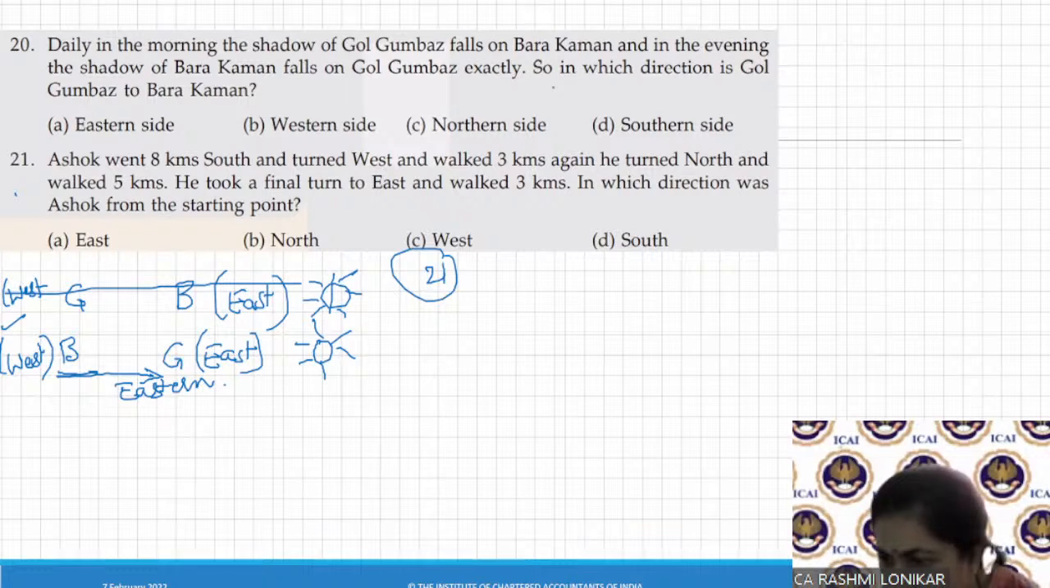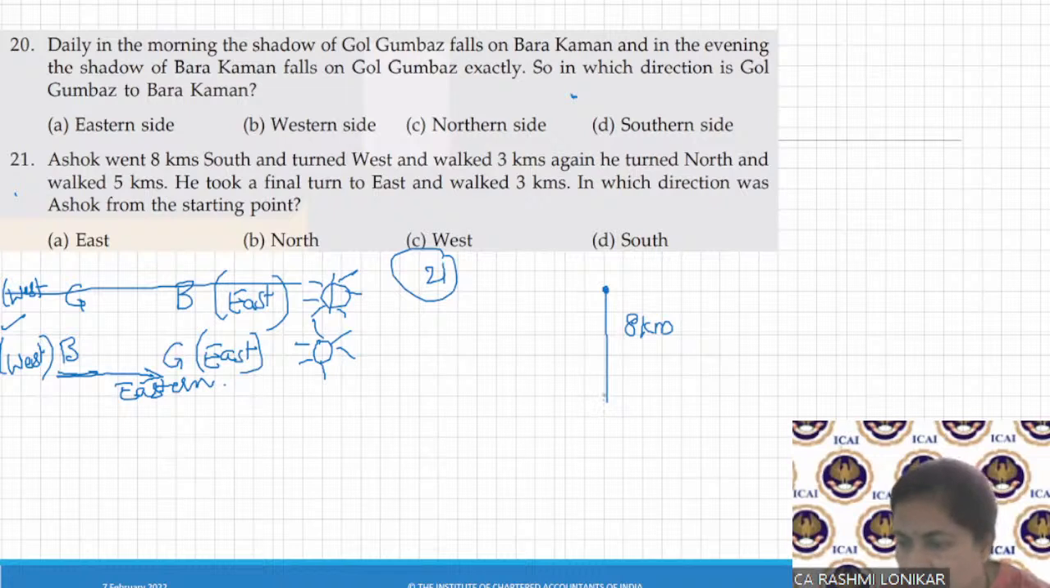Ashok went 8 kilometers to the south. Okay, this is my south direction. Turned west, west is this direction, and walked 3 kilometers. After which he again turned north and walked 5 kilometers.